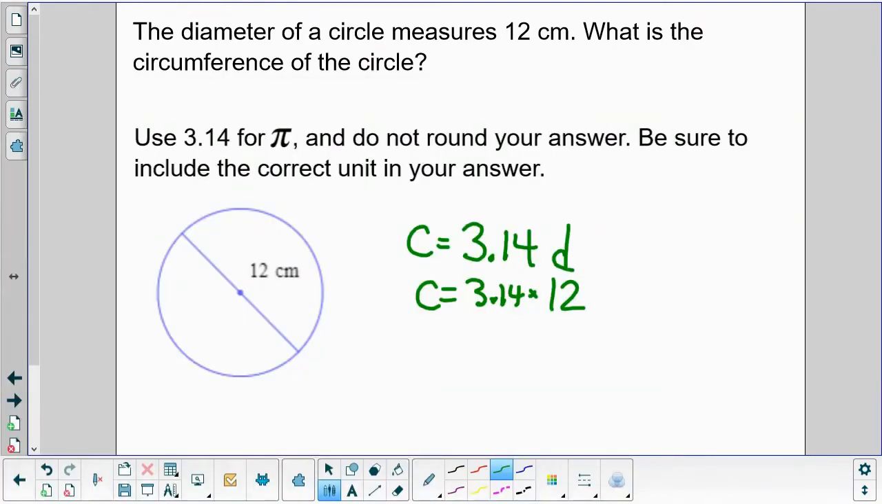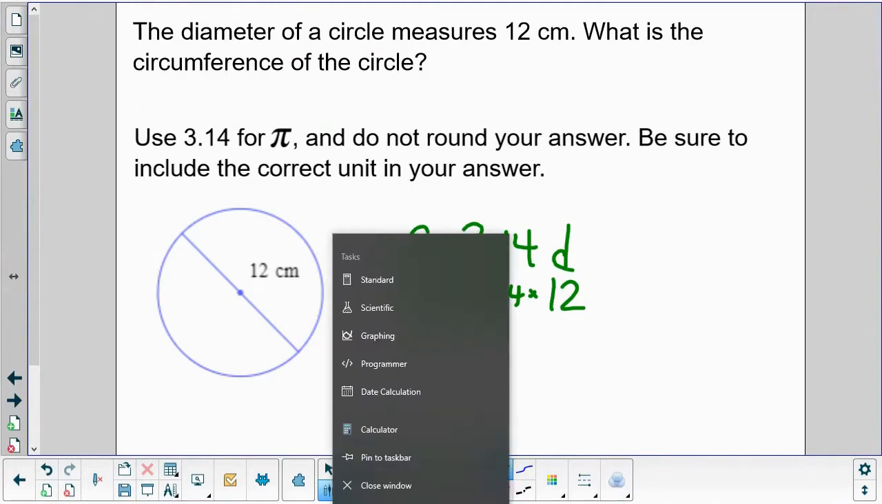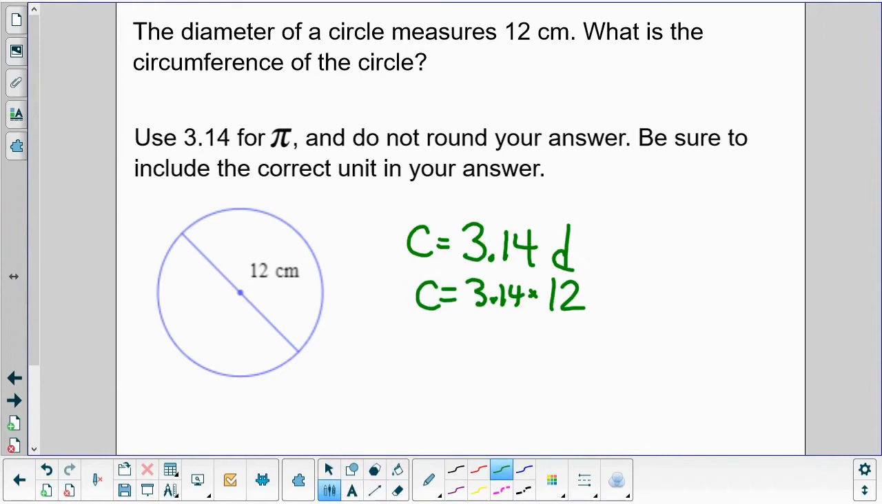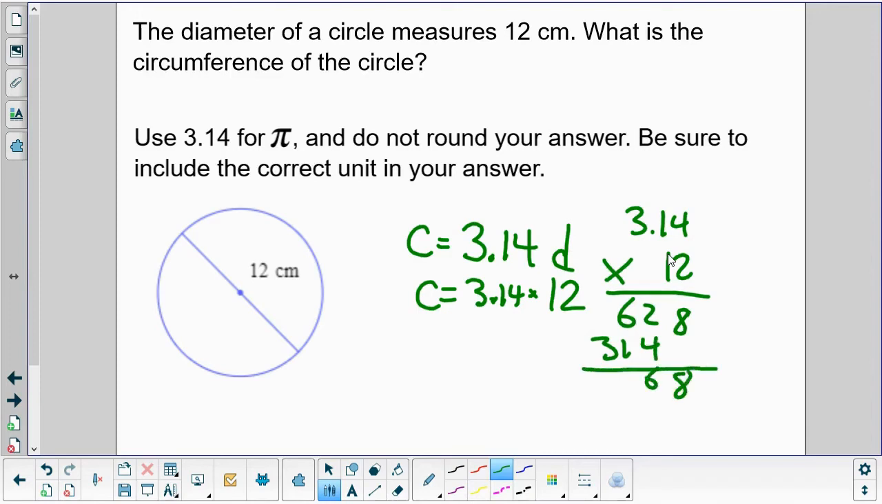You can't see my calculator, but hopefully you're doing that on your calculator. I'll do this one on the board, and then I'll start doing them with a calculator. If you do it longhand, you just do 3.14 times 12, and you'd get 628 and 314, and go ahead and write them all out. And then you need to bring the decimal over 2 places. So 37.68 centimeters would be the circumference of that circle. Okay, moving on.